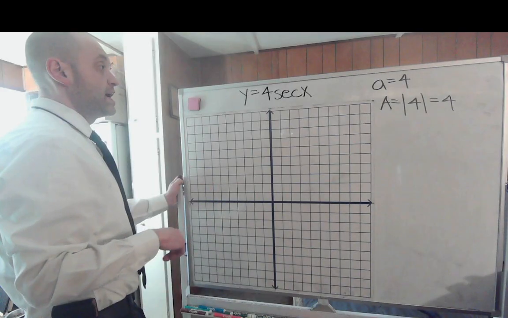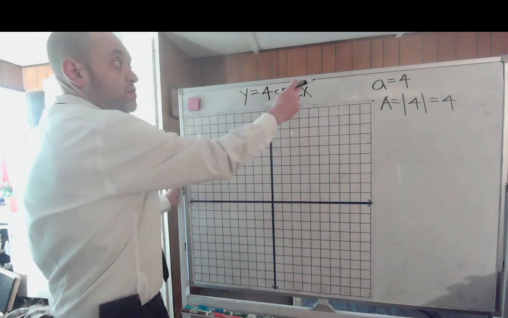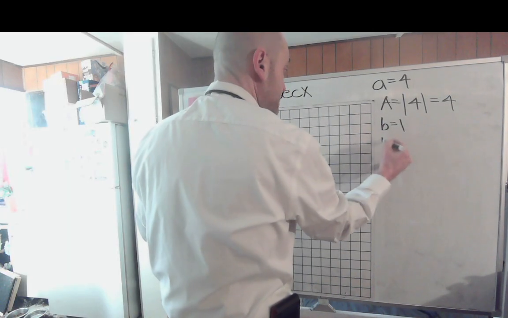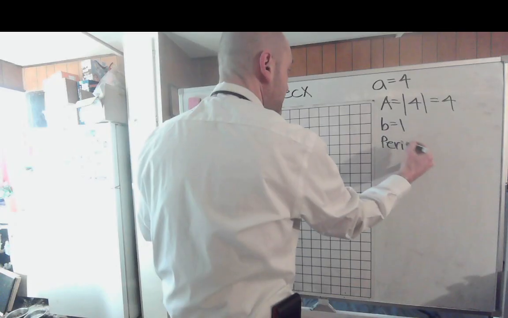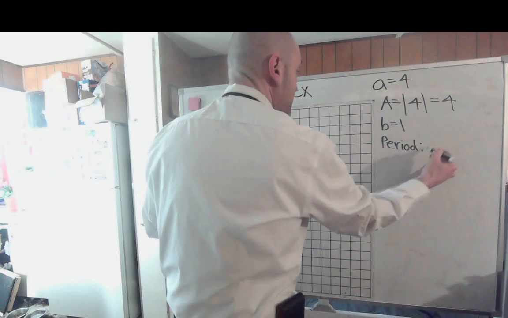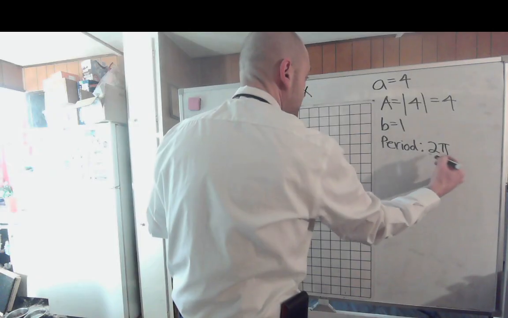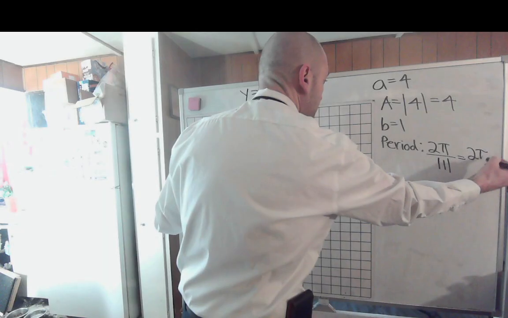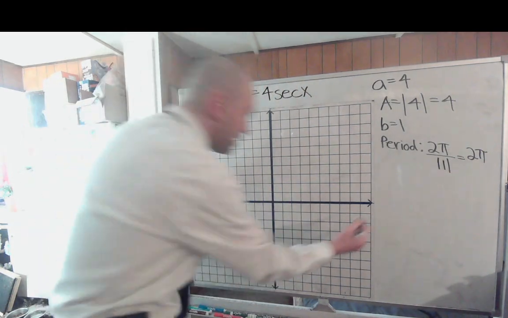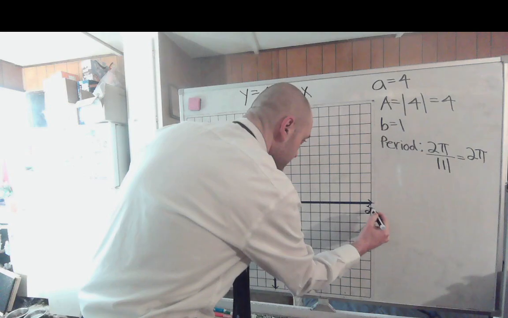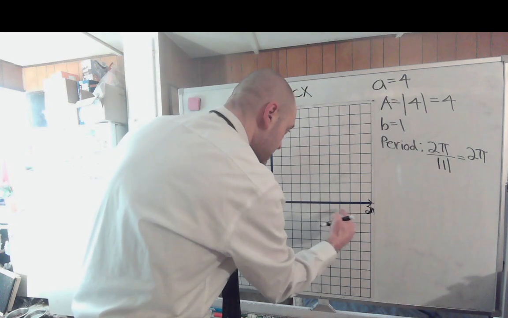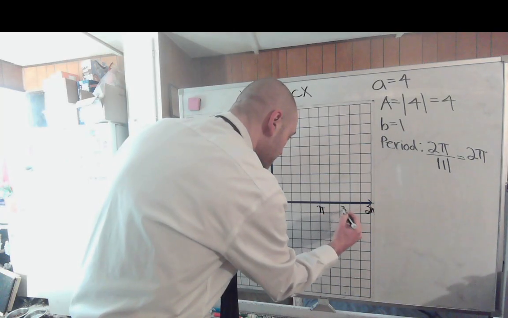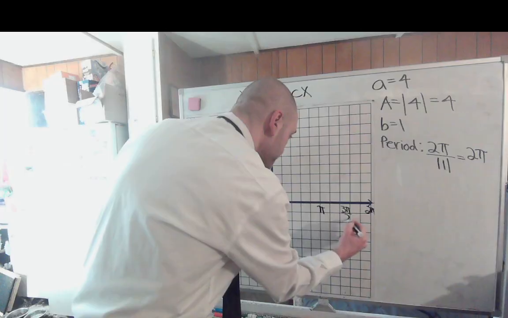All right, now what's my b? The coefficient on the x, that's just 1. So that means my period is going to be equal to 2 pi divided by the absolute value of 1, which gives me a normal period of 2 pi. We know the period now. Let's go ahead and plot those points on the x-axis. 2 pi, pi. In between is 3 pi over 2.